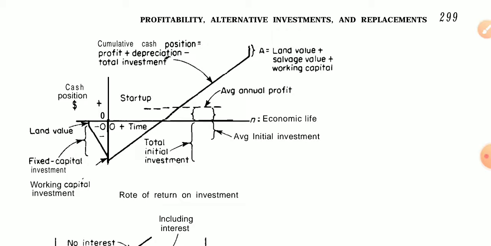Simply this is land value, total investment, working capital investment, average annual profit, economic life, average initial investment, land value, cash position plus time, rate of return on investment.